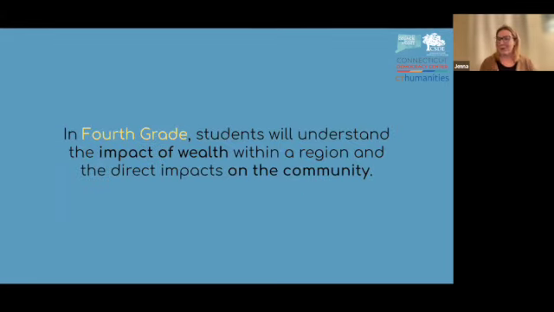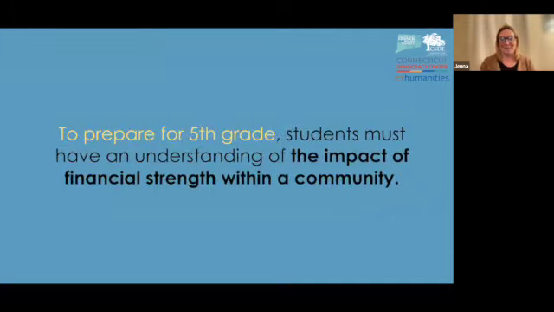So in fourth grade, what are we doing? Students really understand US geography in fourth grade. So how does economics fit in? Well, students are going to be looking at wealth within communities and within regions within the United States. So while the overarching theme is US geography, we do find ways to pull economics in.